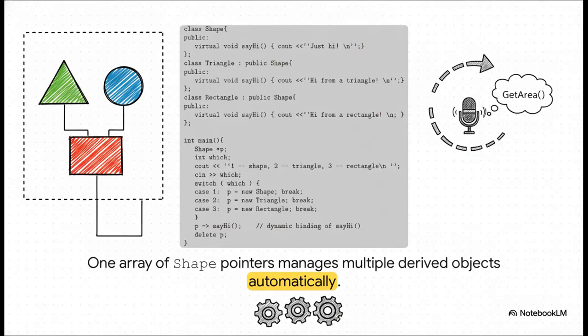And this code right here, this is where it all just clicks. Look at this. We have one single array of shape pointers. But in that array, we can store triangle objects, circle objects, rectangle objects, whatever we want as long as it's a shape. Then we just loop through the array and call getArea on each one. We don't need a bunch of if statements, we just make the call, and polymorphism guarantees that the correct getArea function for each specific object gets executed. That is incredibly clean and incredibly powerful.